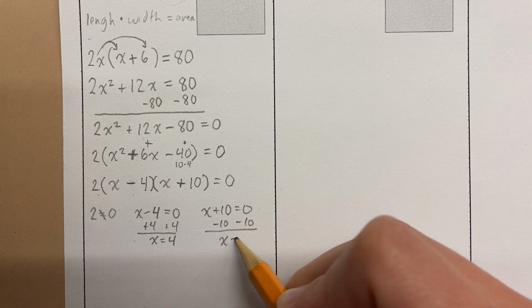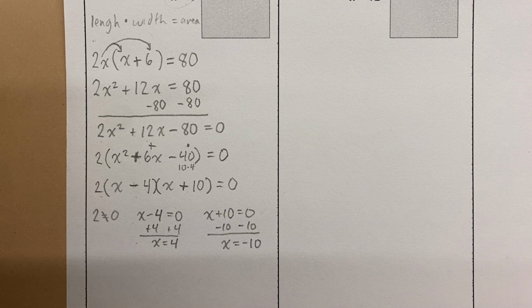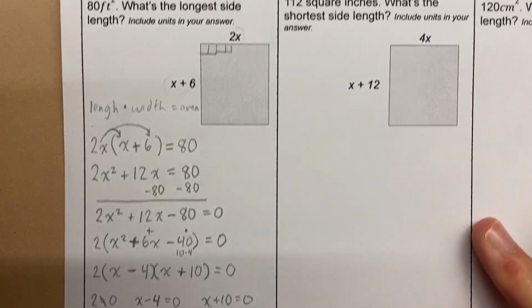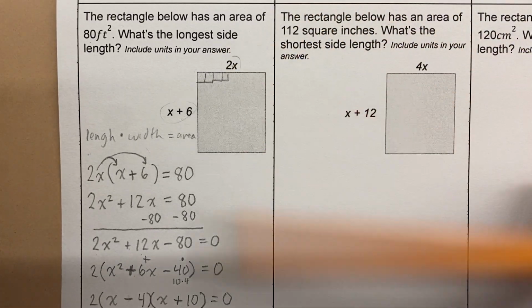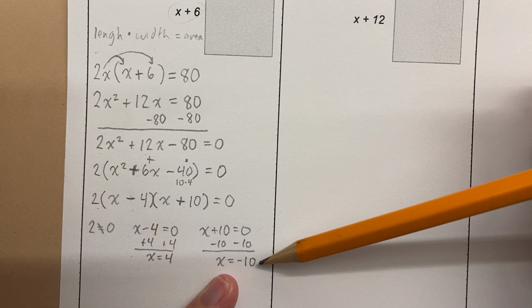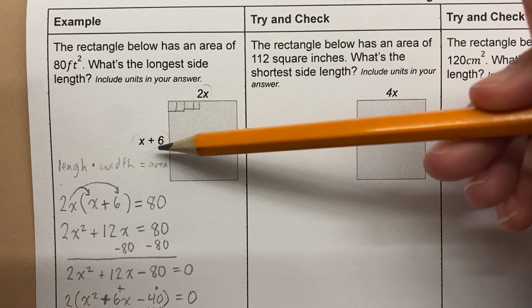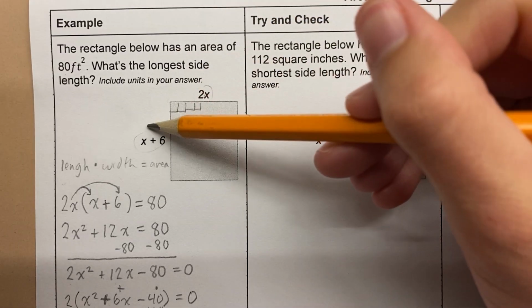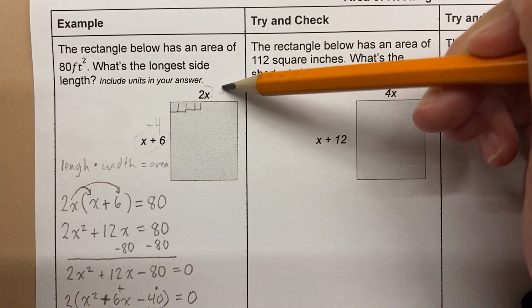Now here's what's cool about geometry. These numbers actually mean something. In algebra, I would just say, yep, x is equal to negative 10 or 4. But that's not what we're talking about here. Here we're talking about a rectangle. And here's the thing. See this negative 10? Let's plug x back in for a moment. Negative 10 plus 6 would be negative 4. That would make this side of the rectangle negative 4, and this side of the rectangle negative 20.